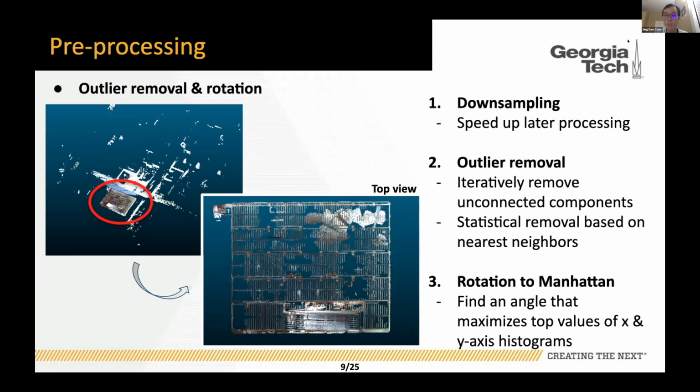The third step is rotation to the Manhattan layout. This is based on the assumption that most of the walls in the building will follow the Manhattan layout, where most of the building elements are aligned with the X and Y axes. In this step, we try to solve for the angle that will maximize the top values of the X and Y axes histograms, and we rotate the point cloud based on this angle.